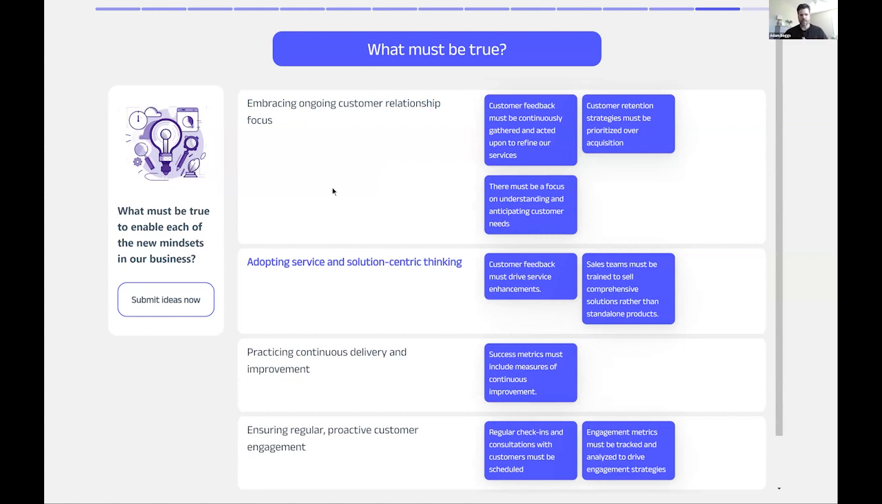And I like this because it's an expansive question. It doesn't say what process needs to be in place or what enablement needs to exist. It doesn't say that, right? But it gives kind of space for that.